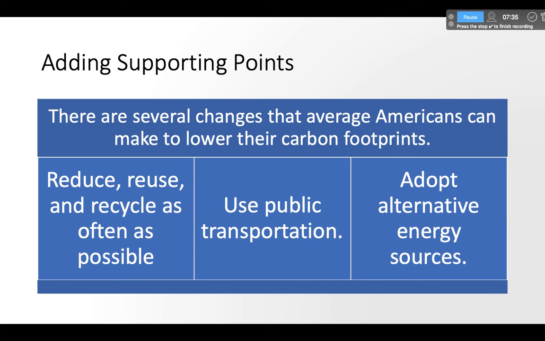So, again, we have our topic sentence. There are several changes that average Americans can make to lower their carbon footprints. Now we have to come up with our supporting points. How are we going to prove to our audience that there are indeed several changes that average Americans can make to lower their carbon footprints? So that means we need to come up with 3 changes average Americans can make, okay?